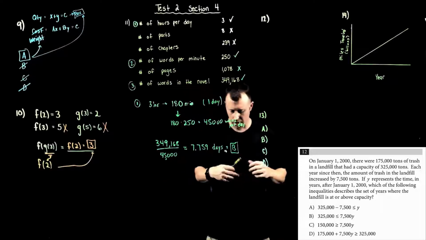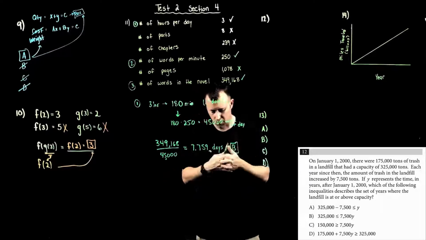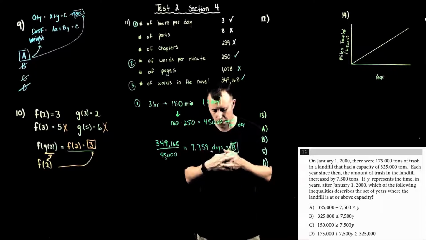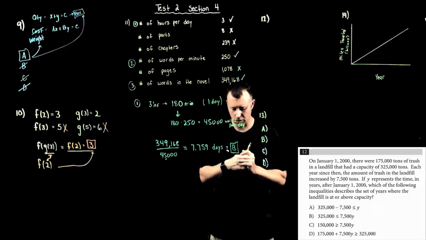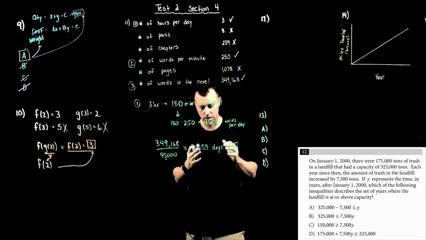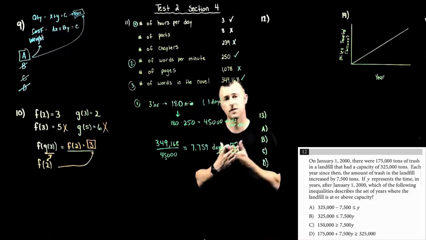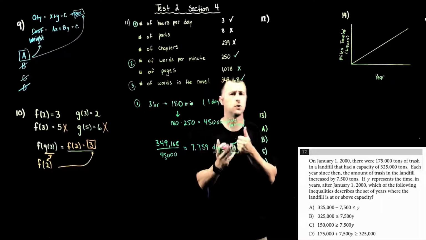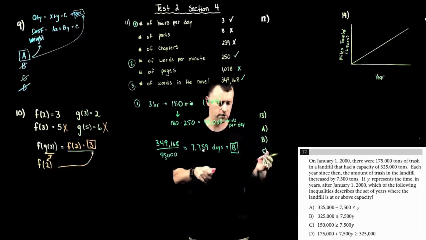So anyway, in this case, on January 1st, 2000, there were 175,000 tons of trash in a landfill that had a capacity of 325,000 tons. As I'm looking at my answer choices here, that 175,000, that's what we started with. So we're looking at that as our initial value.